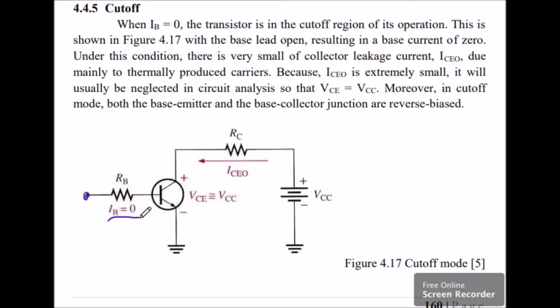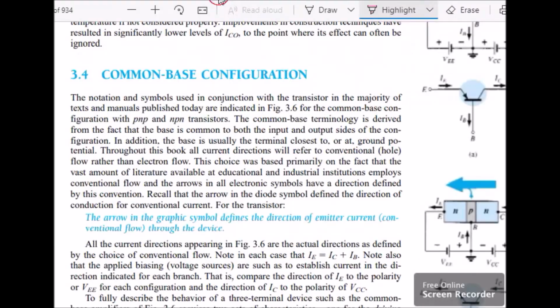IB is 0. And when IB is 0, automatically, we do not have IC. Okay? More like IC is approximately equal to 0. Pero again, meron din siyang konti because of some impurities or temperature and a lot of factors. Okay? But ideally, 0 ito. Kaya tawag natin doon is cut off.